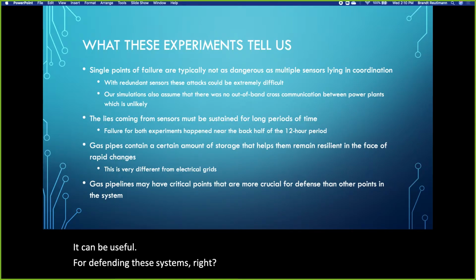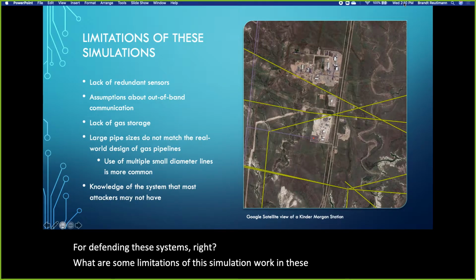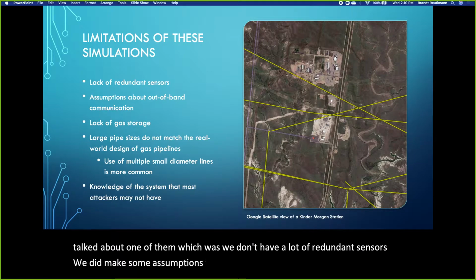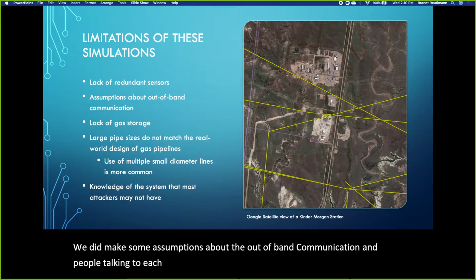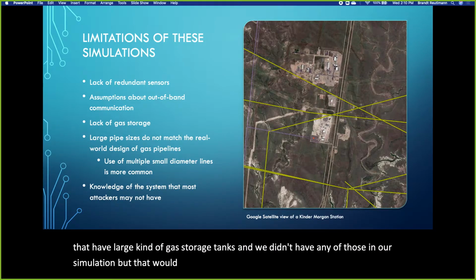But what are some limitations of this simulation work in these experiments? I talked about one of them, which was we don't have a lot of redundant sensors. We did make some assumptions about the out-of-band communication and people talking to each other. It's also possible for these systems to have large gas storage tanks, and we didn't have any of those in our simulation, but that would have likely made it even more resilient.